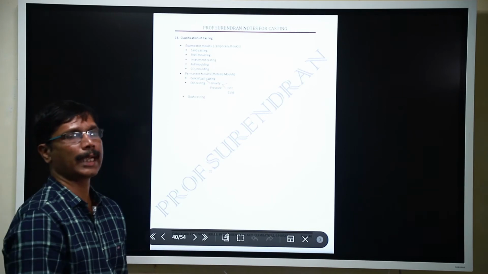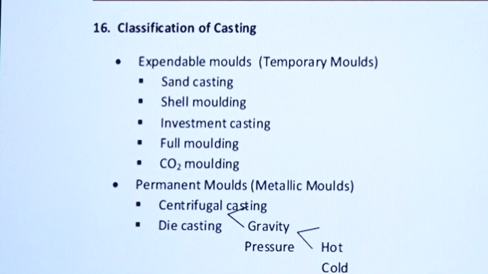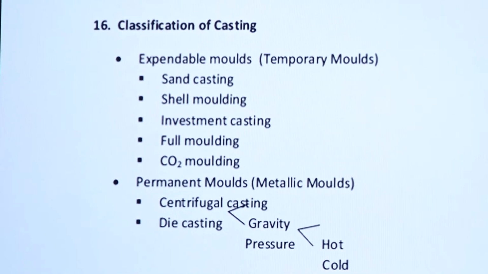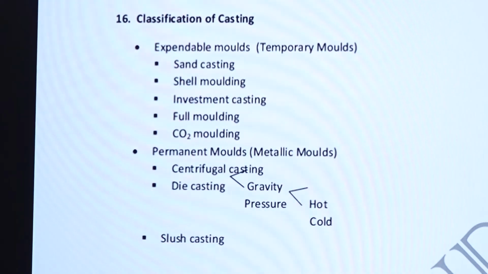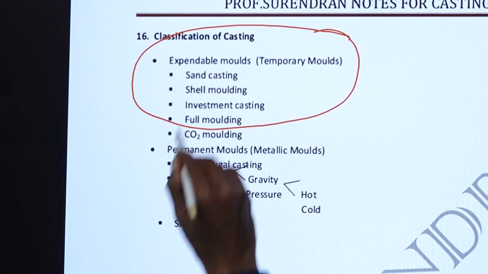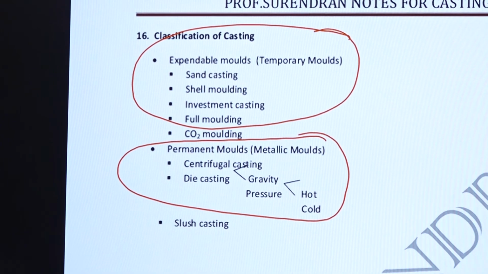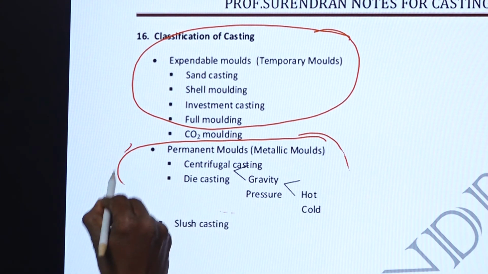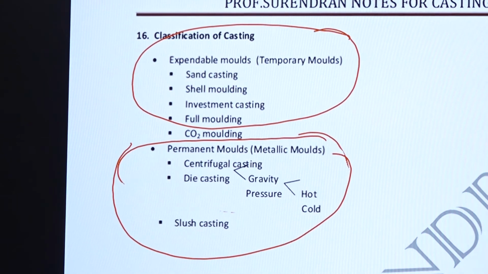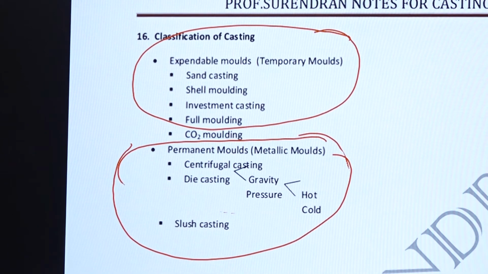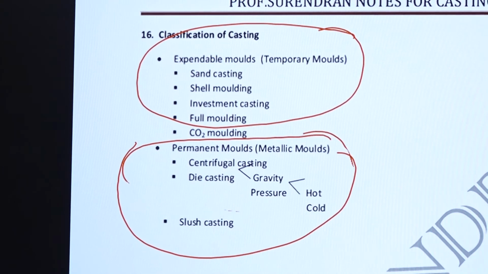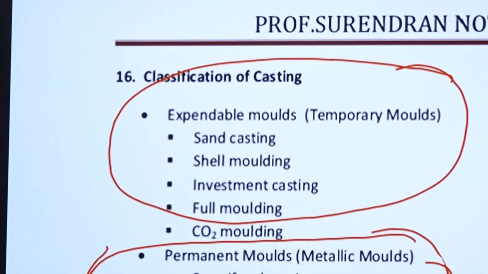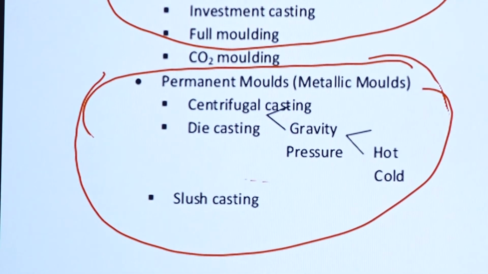Next, we are going to see the classification of casting. We can classify it as temporary mold casting and permanent mold casting. In temporary mold casting, sand casting, shell molding, investment casting, full molding and CO2 molding will come. In permanent mold casting, centrifugal casting, die casting and slush casting will come.